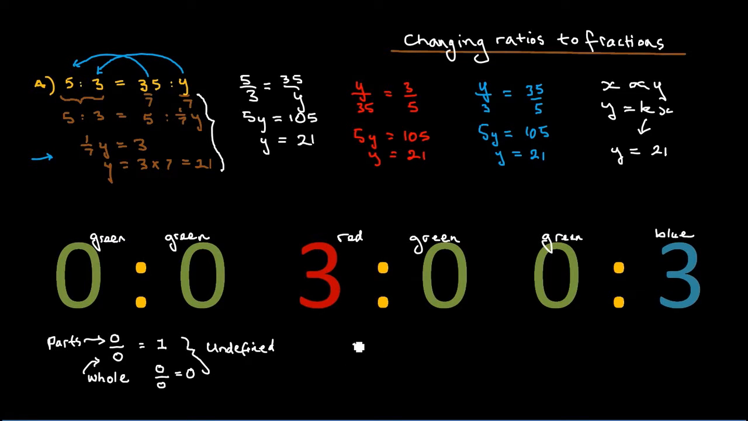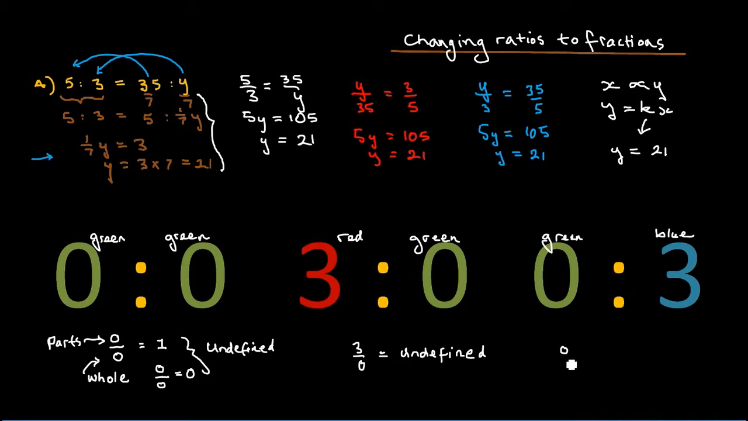Let's try this one. 3 to 0. If this now becomes the whole, so it's 3 parts of nothing. 3 parts of nothing. So again, that doesn't make sense. It's meaningless. You'll get an error message and it's undefined. So it makes perfect sense as a ratio. It makes no sense as a fraction. It can't be allowed.